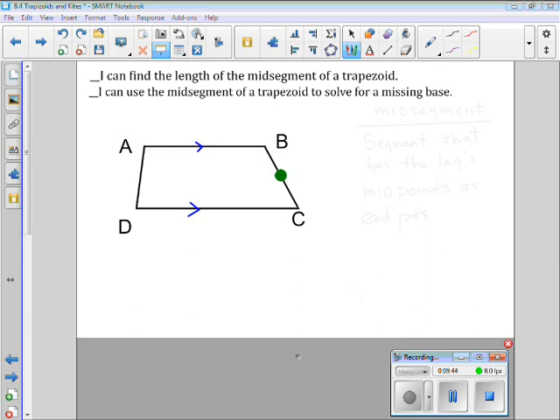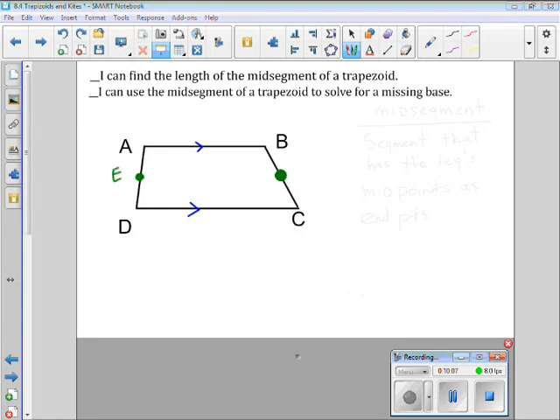So here's a trapezoid, trapezoid A, B, C, D, and of course you can see which ones are parallel. I have this green dot. That represents the midpoint of BC. So go ahead and draw this figure down, and then what I would like you to do is come up with the midpoint for AD. Just eyeball it and put that point down.